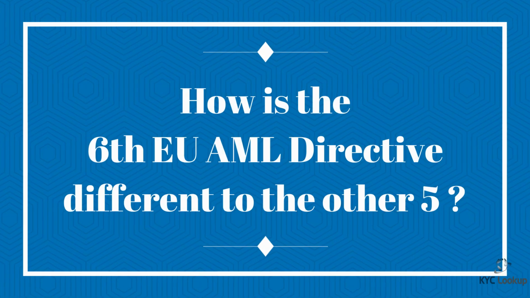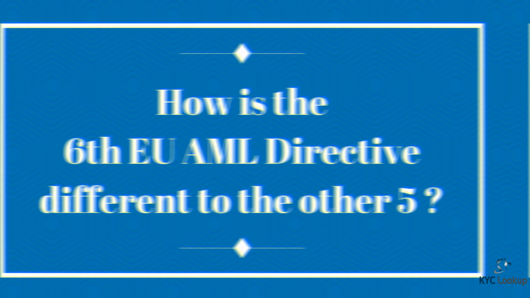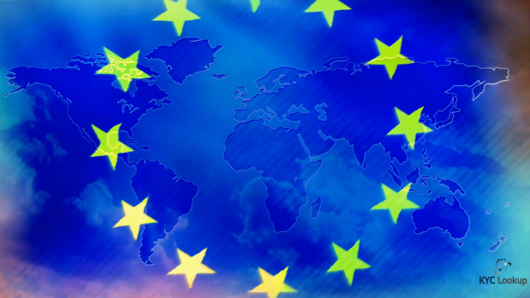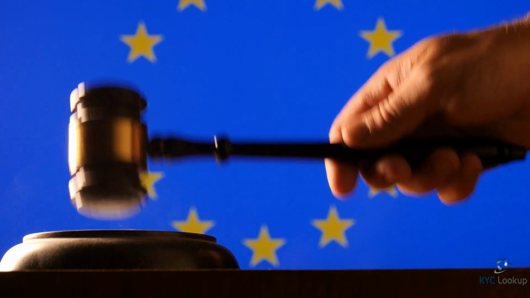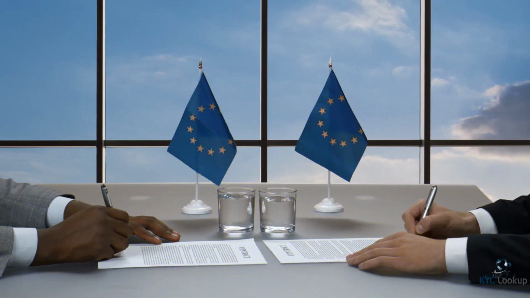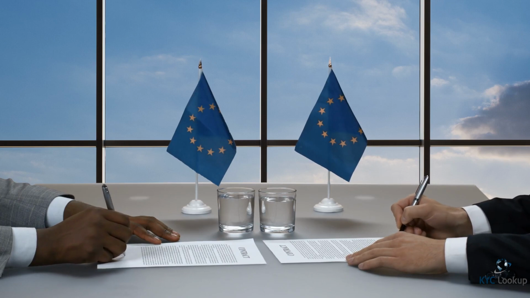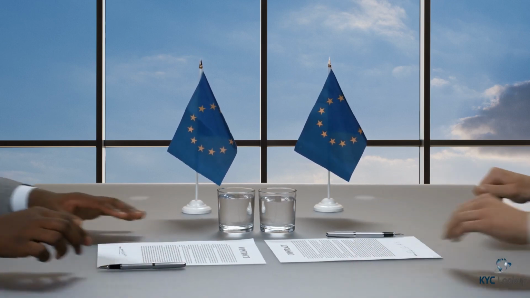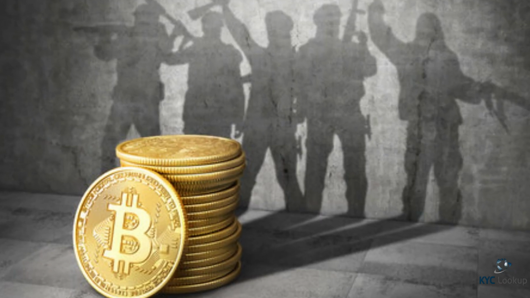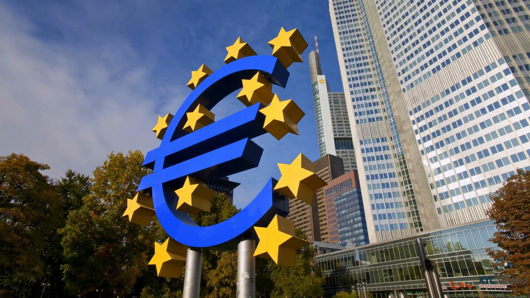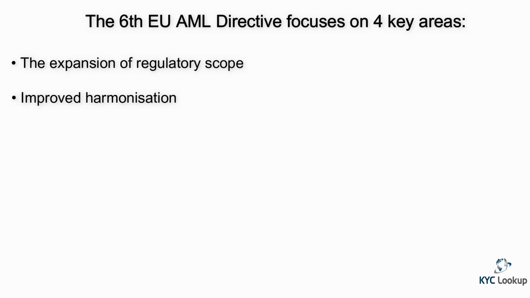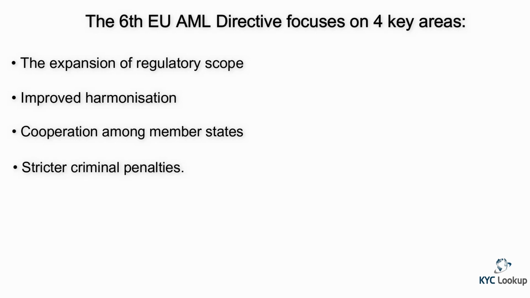How is the 6th EU AML directive different to the other 5? The 6th EU directive replaces the 5th and 4th EU directive. Every directive adds to or updates regulatory obligations on member state governments. Each directive enhances the previous one and provides further guidance on any existing or new risk involving money laundering or terrorist financing. The 6th EU AML Directive focuses on 4 key areas: the expansion of regulatory scope, improved harmonisation, cooperation among member states, and stricter criminal penalties. Let's look at each area in more detail.